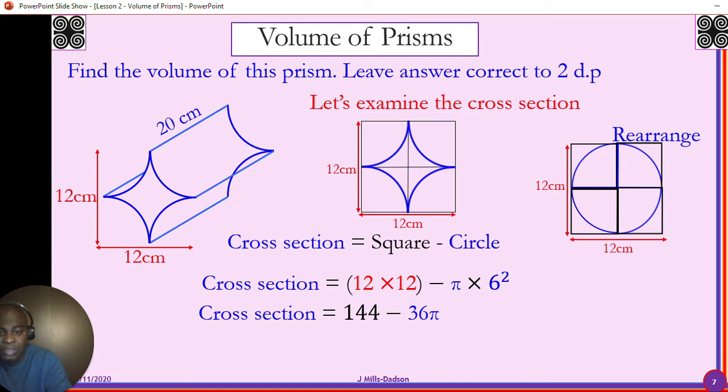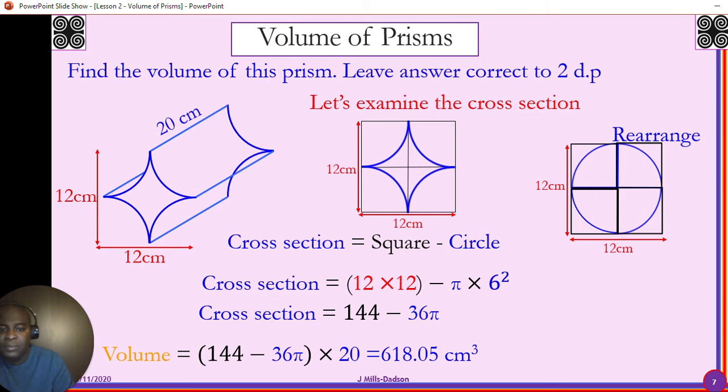I'm now going to multiply 144 minus 36 pi by the length of 20. And the calculator will work this out as 608.05 centimeter cube. So the volume of this prism is 608.05 centimeter cube.